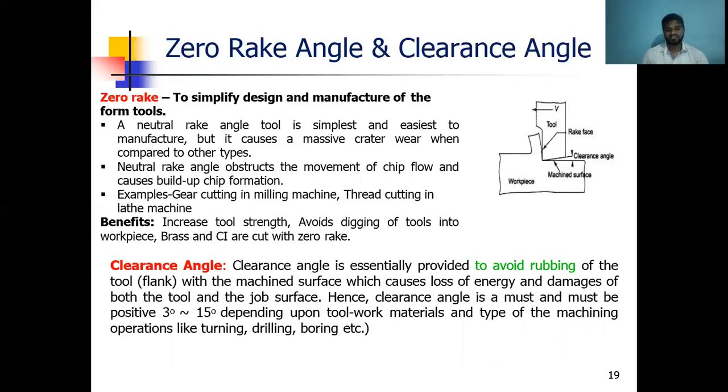Next one is clearance angle. The angle is essentially provided to avoid rubbing of the tool with the machined surface, which causes loss of energy and damage to both the tool and job surface. Hence, the clearance angle must be positive, 3 degrees to 15 degrees, depending upon the tool and work materials and the type of machining operations like turning, drilling, boring, etc.